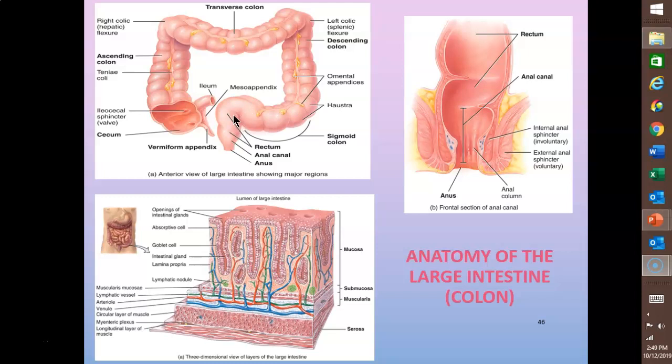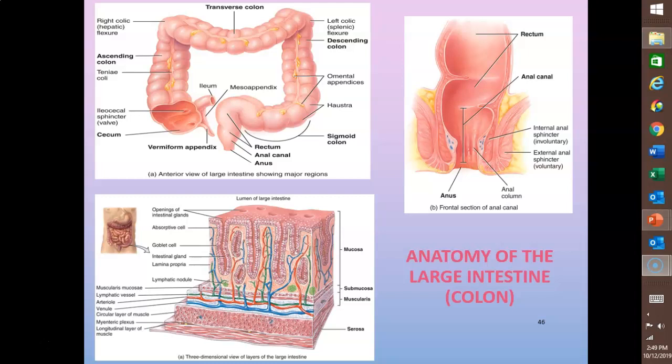So rectum in the human body simply means straight. So the rectum is about 6 inches in length, and it lies anterior to the sacrum and the coccyx. The terminal 1 inch or so of the large intestine is called the anal canal, and the opening of the anal canal to the external environment is called the anus.